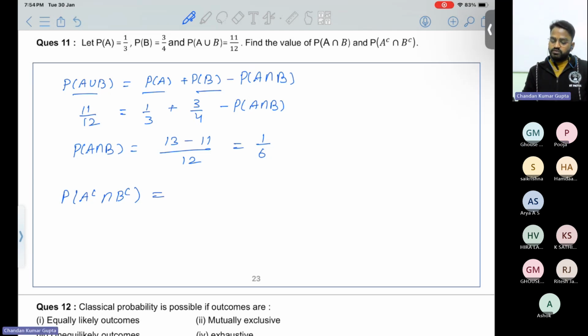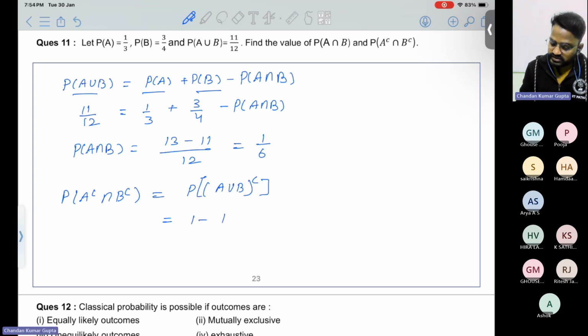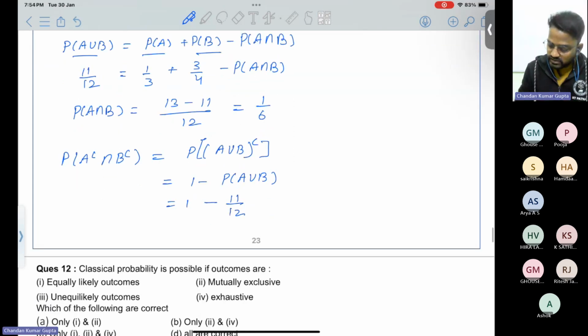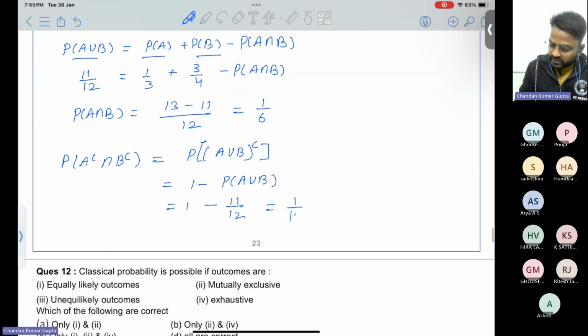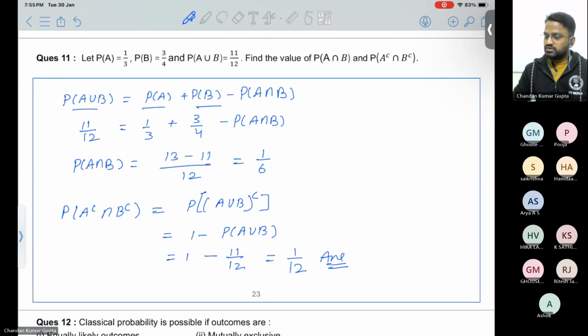Okay. And with the help of De Morgan's law, we can write the probability of the complement of A union B. And complement of A union B is nothing but 1 minus probability of A union B. And 1 minus 11 upon 12 comes out to be 1 by 12. Is it clear? It's a simple question based on the formula actually.